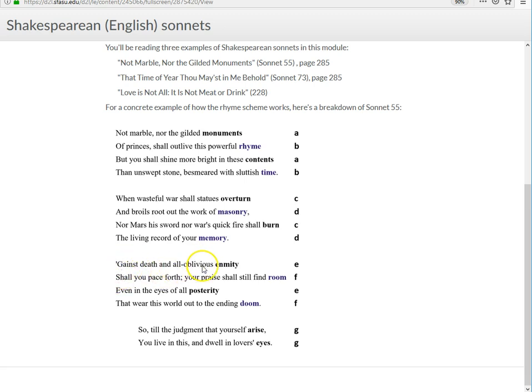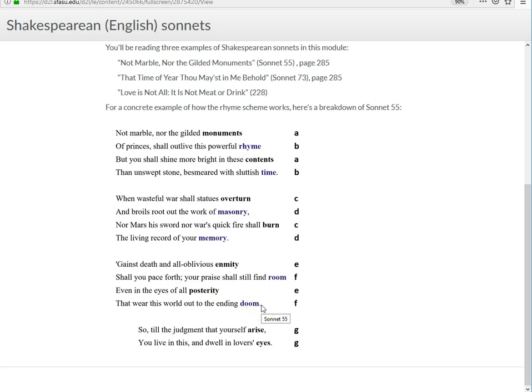Against death and all oblivious enmity. Enmity is hate or dislike. Oblivious is to make you be forgotten. Okay? Shall you pace forth, your praise shall still find room, even in the eyes of all posterity. Posterity, it turns out, is everybody who comes after you, right? So all the generations after your death are your posterity that wear this world out to the ending doom.